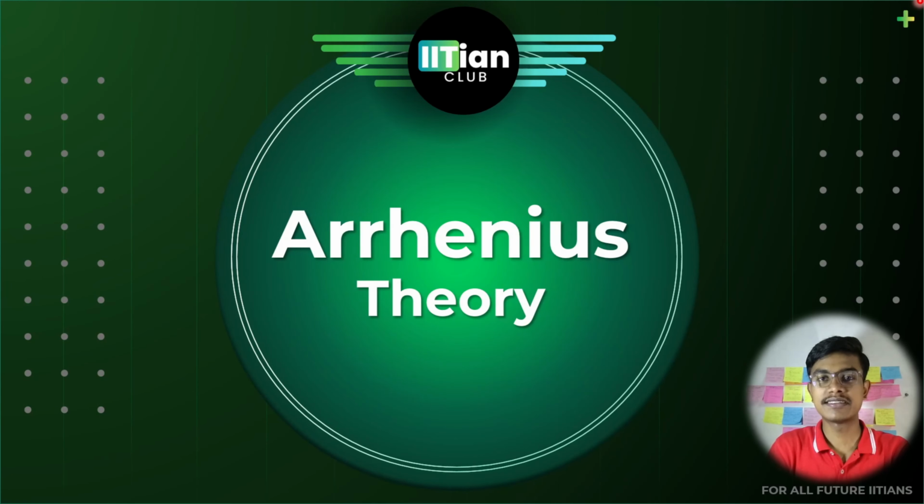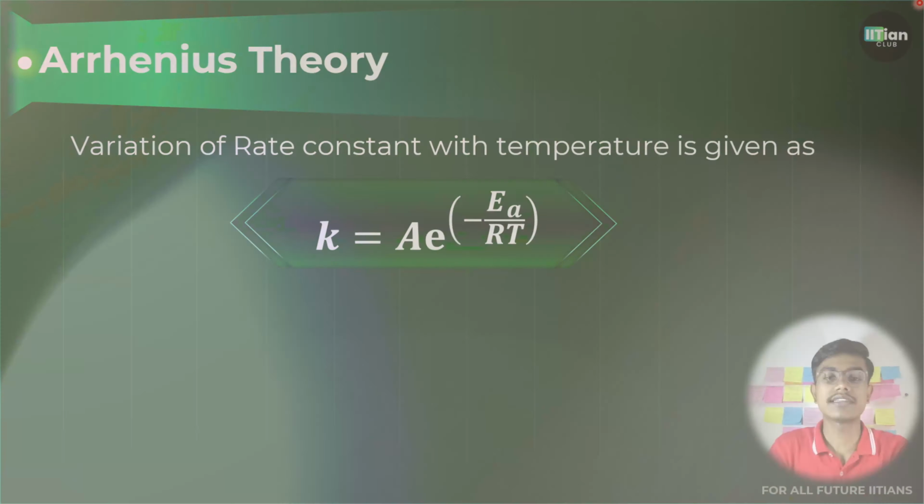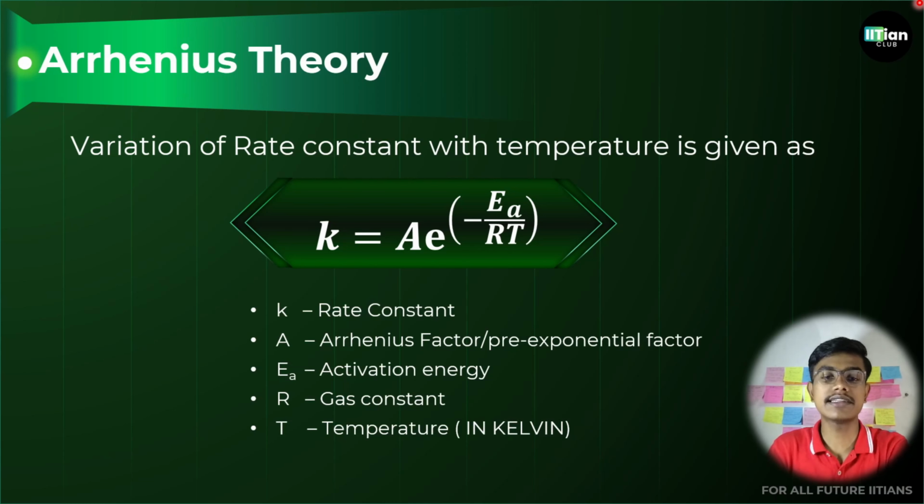The final topic for this chapter is Arrhenius theory. This theory tells us about the variation of rate constant with temperature. And it is given as K is equal to A e to the power minus Ea by RT. What are these constants? We'll be looking at. K is the rate constant, A is the Arrhenius factor or pre-exponential factor, Ea is the activation energy required for the reaction to happen, R is the gas constant, and T is the temperature. And one thing you have to notice, the temperature always has to be substituted in Kelvin.